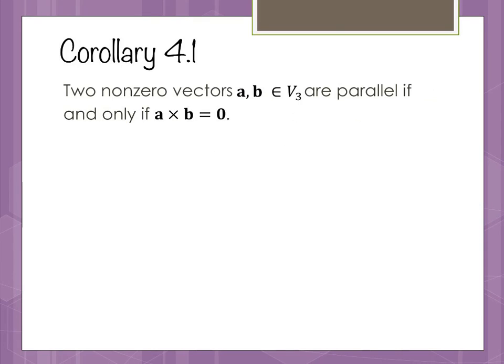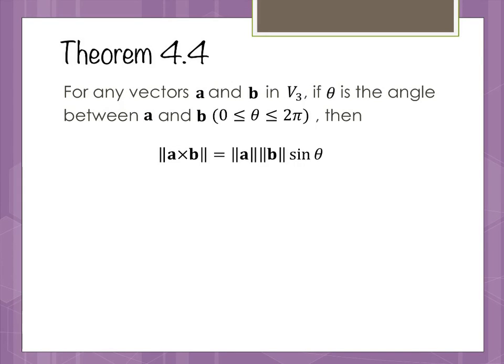In particular, if you take a look at the corollary, two non-zero vectors are parallel if and only if the cross product is 0. The cross product would be 0 at theta equal to 0, pi, or 2 pi, because those are the values that make sine equal to 0. The sine of 0, sine of pi, and sine of 2 pi are all 0. If the angle between them is nothing, it's the same vector or parallel vectors. If the angle is pi, they lie on a line, so it's the same kind of vector, and the same thing for 2 pi.